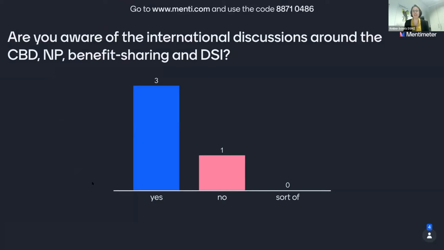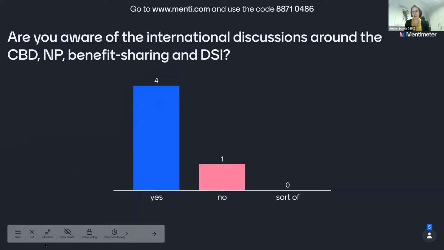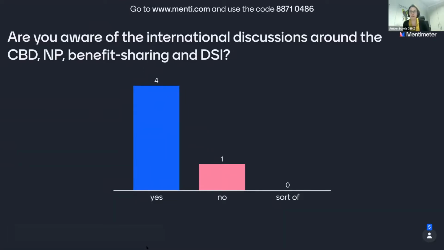Are you aware of the international discussions around the Convention on Biological Diversity, the Nagoya Protocol, benefit sharing, and digital sequence information? All right, so we got about 25% no and yes. I see there's some known people in the audience, so that's perhaps not so surprising, but that's great. We have a good basis for our discussion here today. I only see 5 people over in the poll. So if you're able to, it'd be great if you can jump over there and get into the poll and keep adding in. So let's go on to the next question.